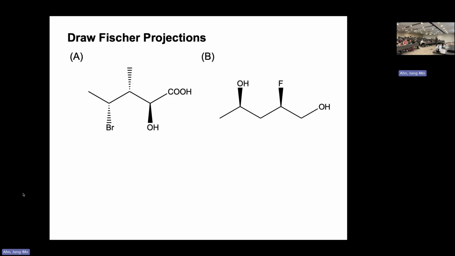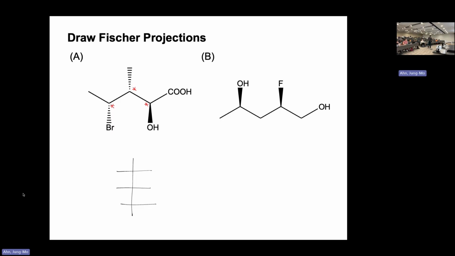So how should we draw the Fischer projection? A big vertical line and three horizontal lines, right? That's basically what we should do. Now the question is, what should we put on the top, and what should we put on the bottom? That sets the perspective of how we are going to look at the molecule.